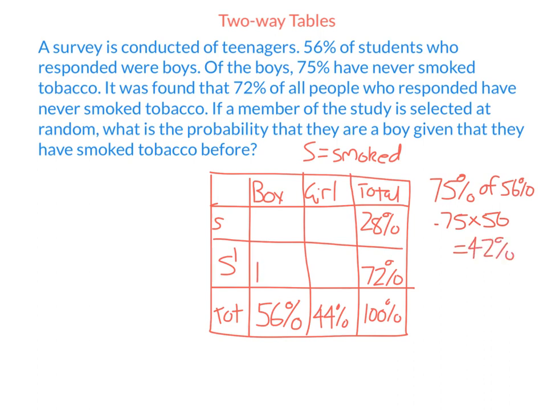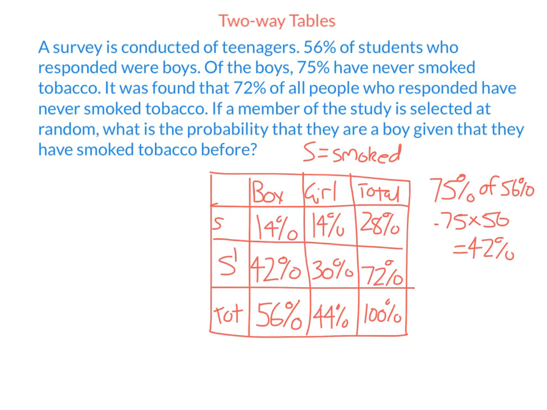42% is the number that goes here. 42% of all people in the survey are boys who've never smoked. So having that number, we can find the rest of them. Obviously 30% would go here because they add to 72, and then 14% would go here, and 14% would go here. So now we've displayed all of this information in a visual way.